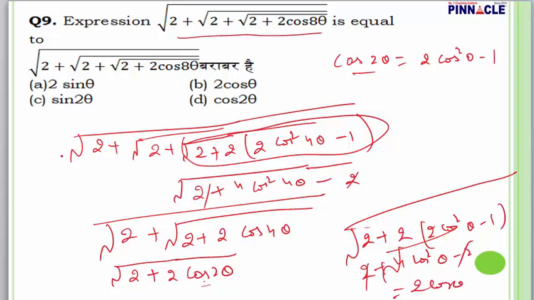Now this entire expression we have solved. 2 cos theta should be the answer. Answer is B. So what we have done in this question is that we have used this formula and put this formula according to this. Ultimately, we will get an answer.